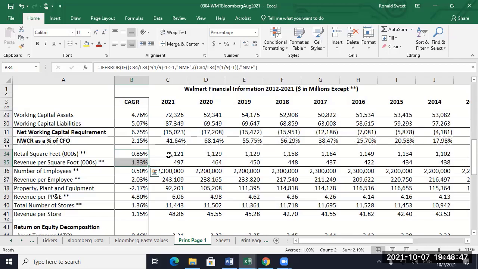Why? Because we're taking revenue per square foot and we're taking square feet. So those two should cancel out and you should end up with revenue growth, other than the interaction of the two.